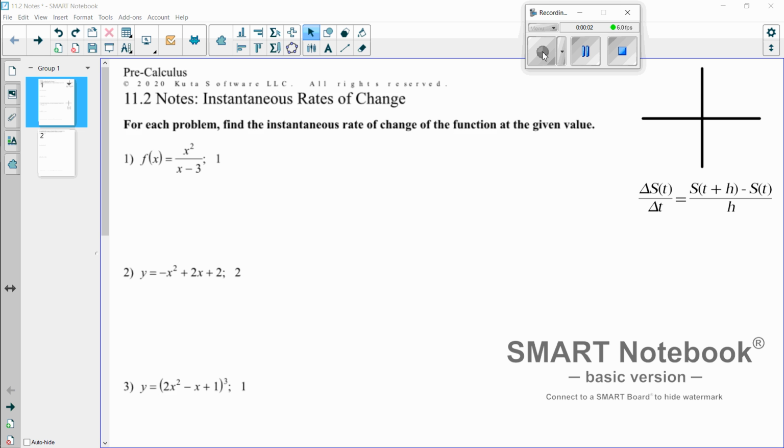Hi, and welcome to 11.2. This is instantaneous rates of change.